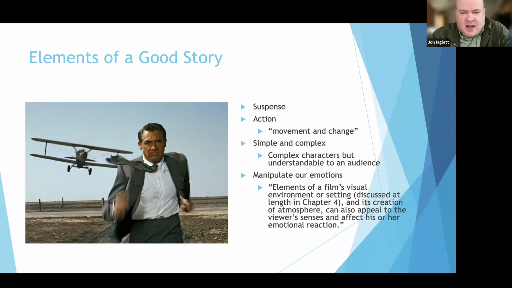Simple and complex, complex characters, but understandable to an audience. We don't want to go too complex where we don't understand the character in a 2 hour film.